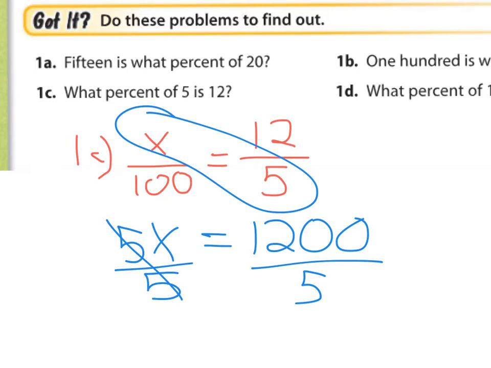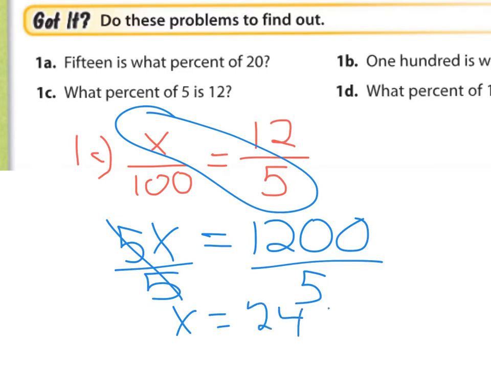No, 240, I believe. Yeah, because we would have to divide it by 5, and that would give us 240, so that would mean x equals 240.